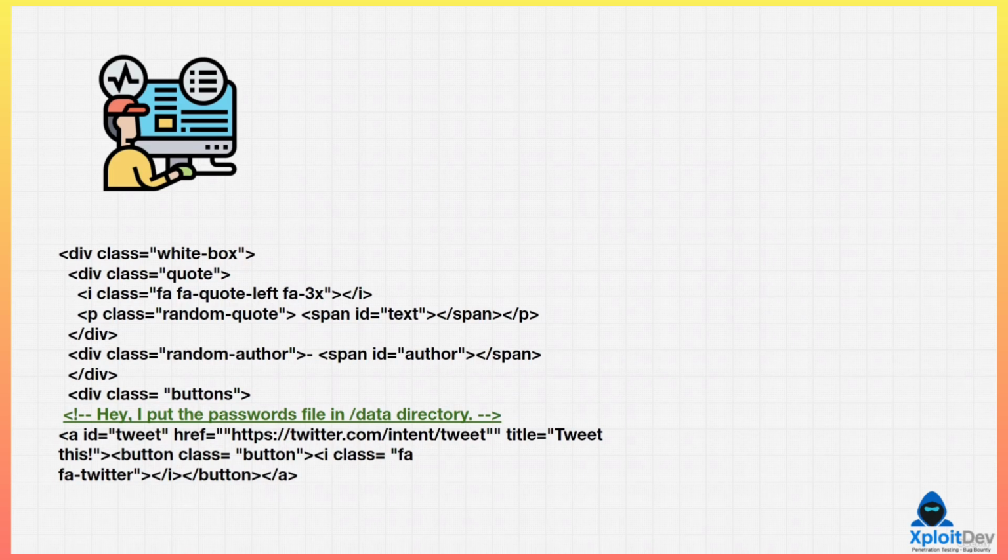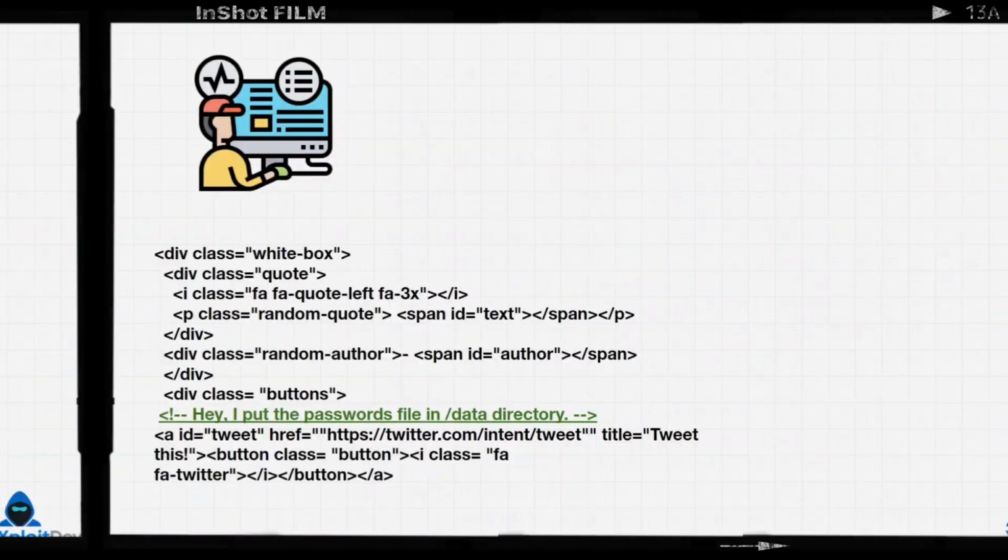Nonetheless, it's most likely going to be the first thing, that the developer forgot to remove his comments from the code. As we can see in this example, there is a comment that says, hey, I put the passwords file in /data directory. Now that could possibly be left for another developer that is going to take over the project, or maybe before it altogether.